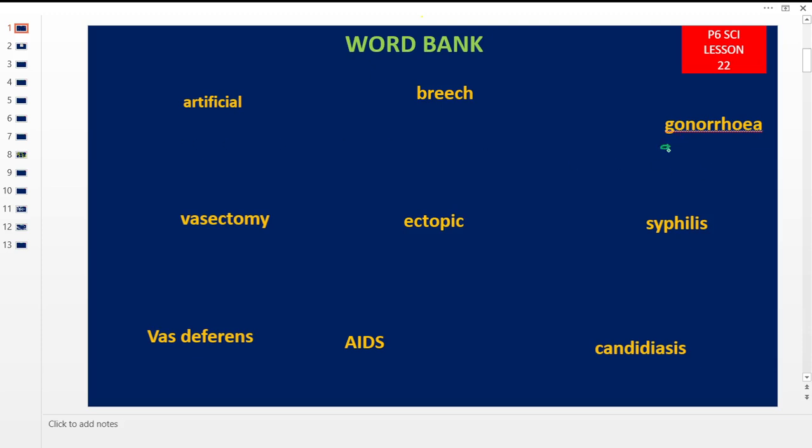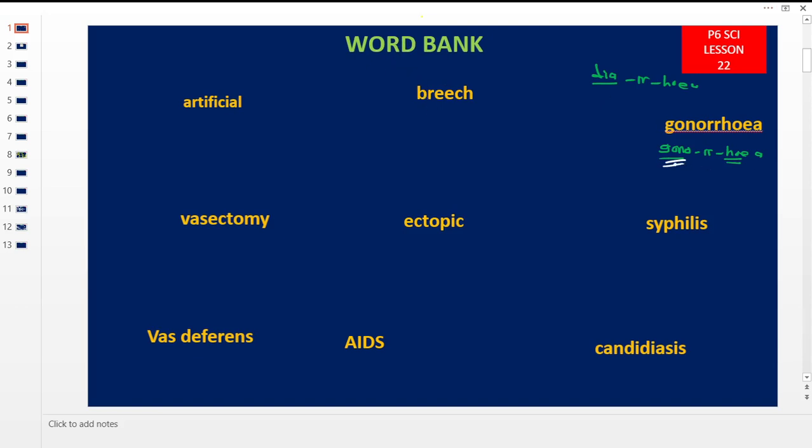So here we are going to start with this word, gonorrhea. When you're writing this word gonorrhea, the way we spell it is the same way we write the word diarrhea. So it is dia, then r, then o, and this one. That is diarrhea. The same way we write diarrhea, it is the same way we spell the word gonorrhea.